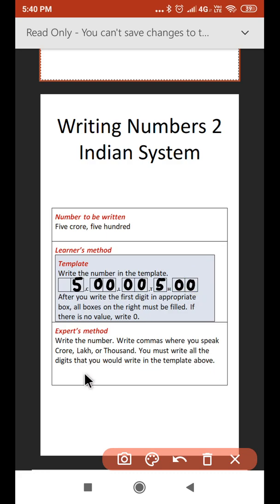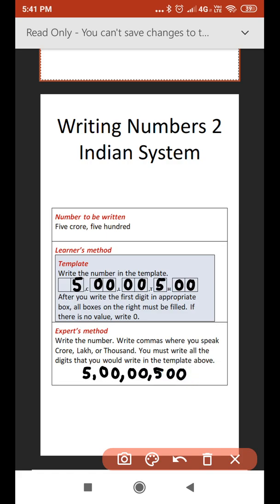Writing it the expert way, we start 5 crores, 5, followed by a comma. Then there are no lakhs, so 2 zeros for lakhs and comma represents the lakhs. Then 2 zeros followed by comma is 0,000. And then we have 500. That we write 500.